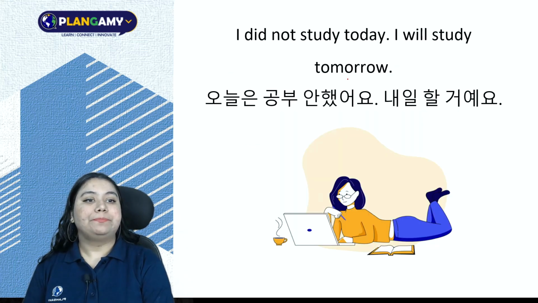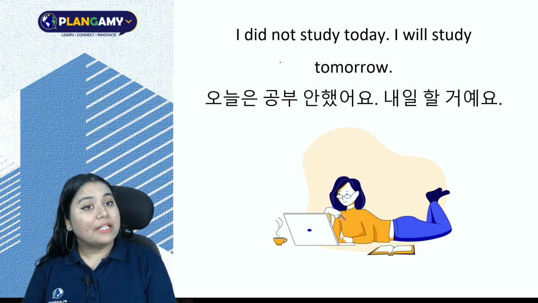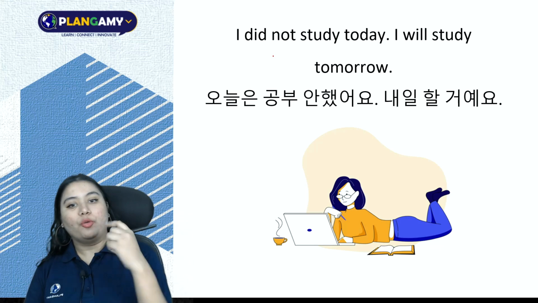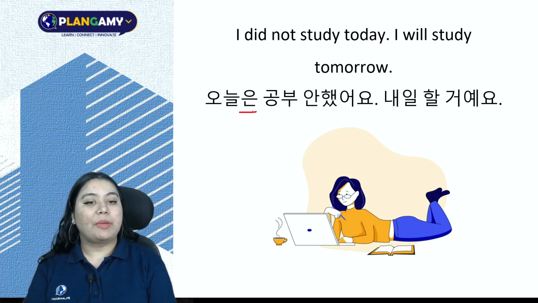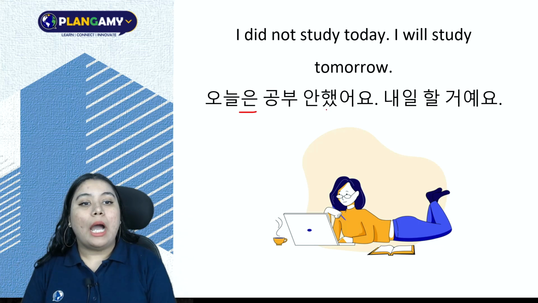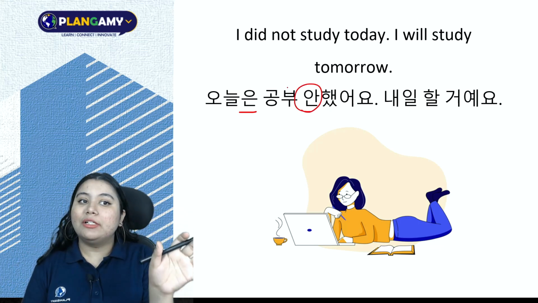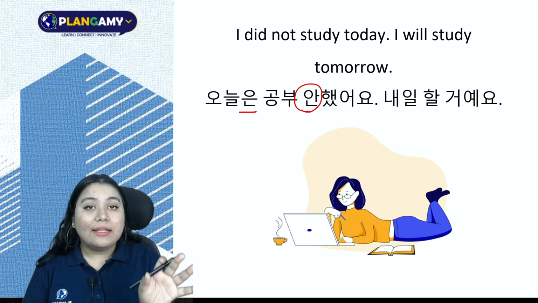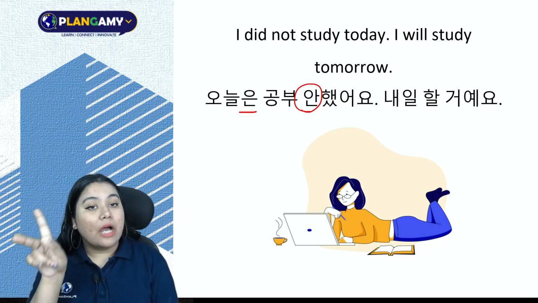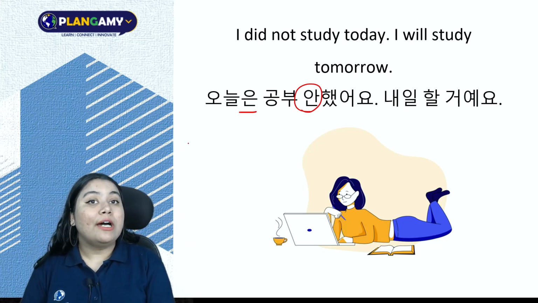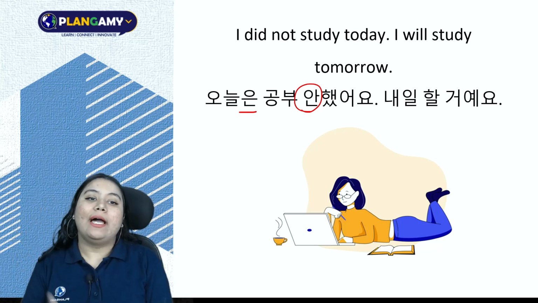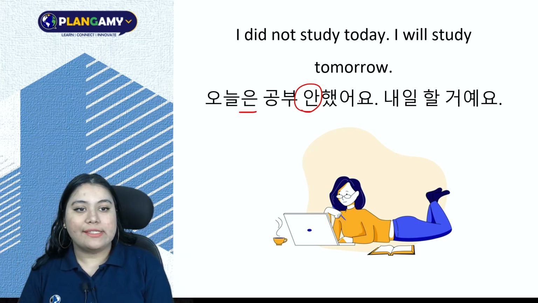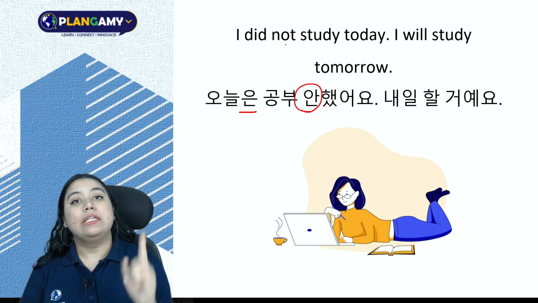Next one. I did not study today. I will study tomorrow. So 오늘 is today. To that I'm adding topic marker. 공부 안 했어요. In these cases, with hada words, we know that an is used between the noun and hada. 공부하다, 공부 is the noun, hada is the verb. So between 공부 and hada, I add an. 공부 안 했어요. Did not study today. Past tense.